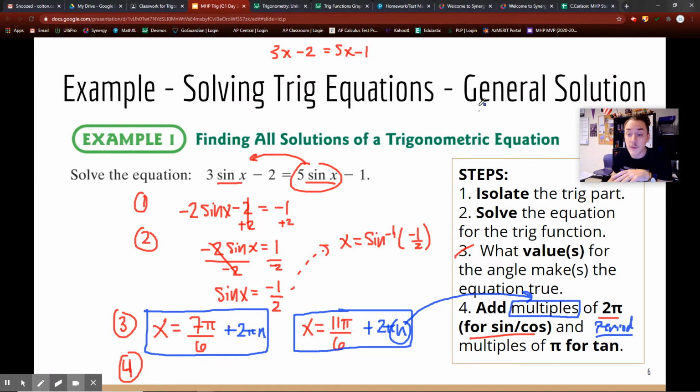So this is for general solutions. Sometimes it will restrict it for you, so sometimes you'll see it like this: from 0 to 2 pi. So solve the solutions from 0 to 2 pi. And that's what we're going to do next.